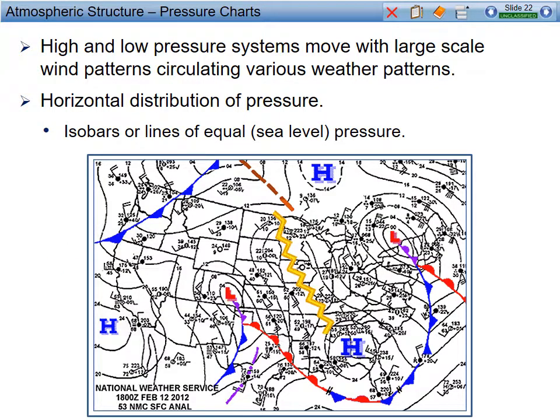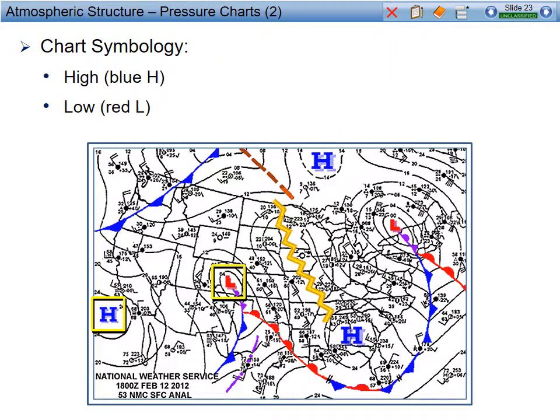This is a surface analysis chart, otherwise known as a pressure chart or pressure distribution chart. What it shows is areas of high and low pressure, lines of equal pressure known as isobars depicted in black, and then also ridges, troughs, and fronts with different symbology. The symbology is as shown. Blue H's depict areas of high pressure, red L's depict areas of low pressure.